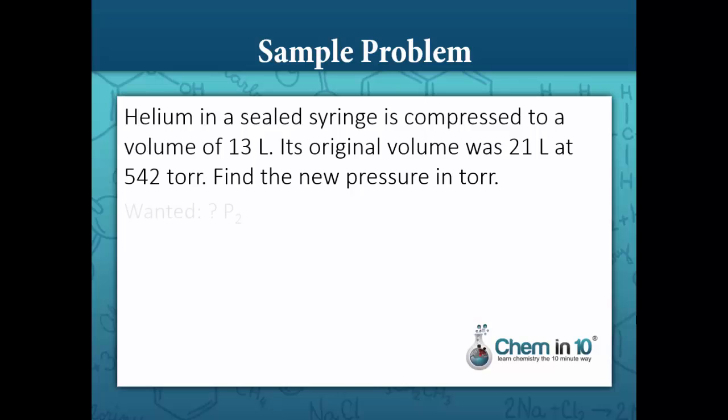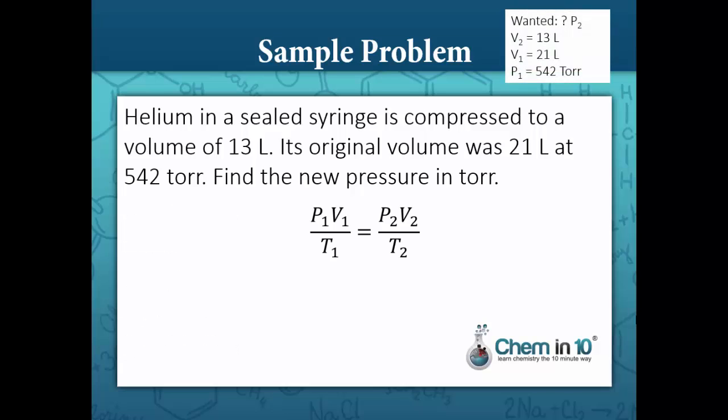So we want P2. To figure out our given, it would look like 13 liters is our initial volume if we're not reading it carefully. It says helium in a sealed syringe is compressed to a volume of 13 liters. Its original volume was 21 liters. So that makes 13 liters our V2 and 21 liters our V1. And the original volume was 21 liters at 542 torr. So 542 is P1.